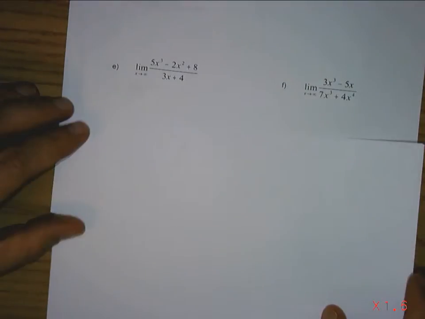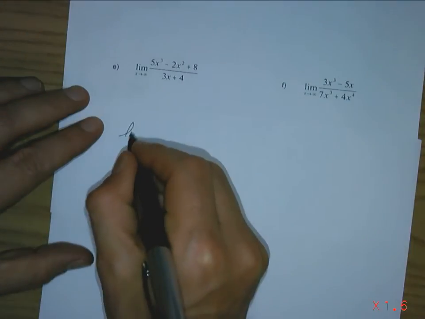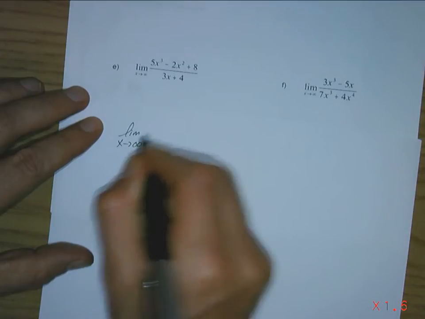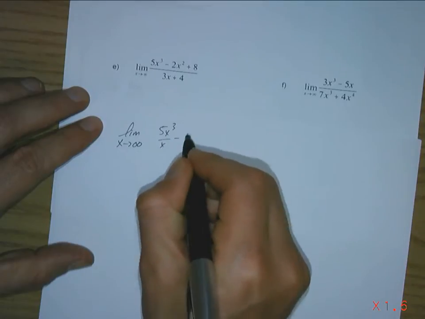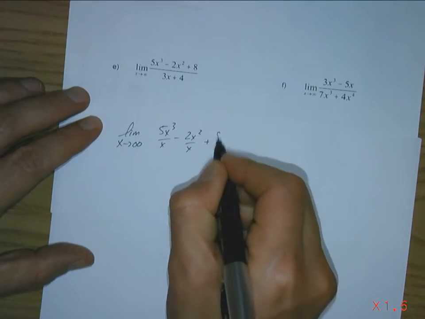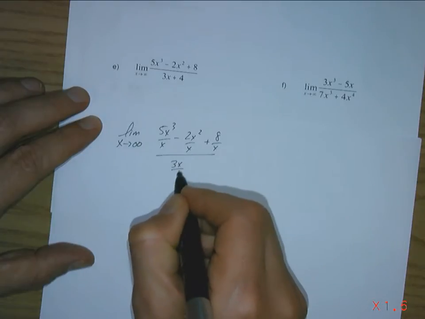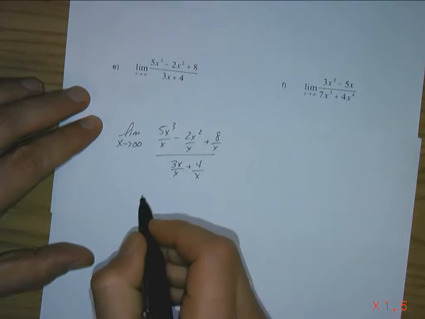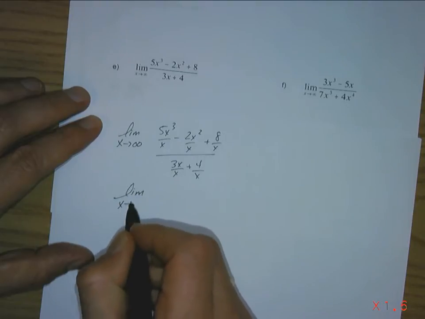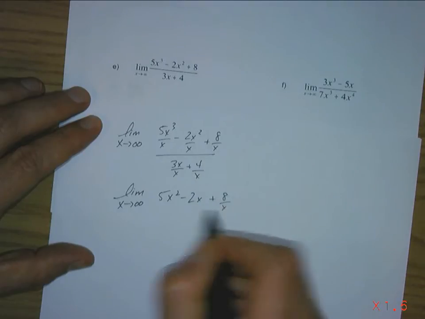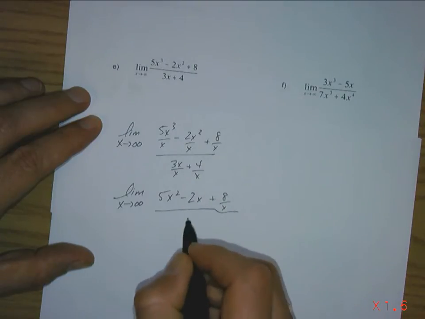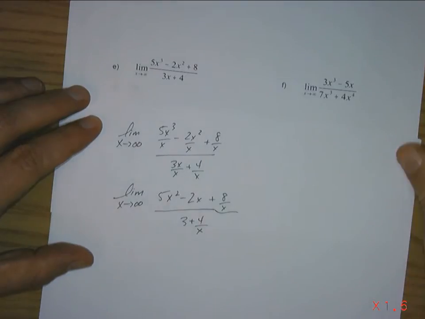Both work, both are great. Okay, moving on to the next one. So what I have here is I'm going to take this and I'm going to divide top and bottom by the largest limiting variable in the denominator. What that's going to leave me with is, let's let the limit do its thing.